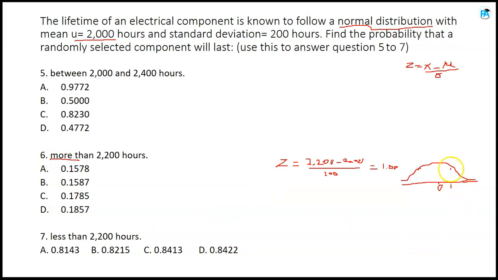more than one. The area more than one will be on which side? This side. This area is more than one. So let's shade the area more than one, meaning we should find this area. To find this shaded area, are you with me? You are going to check your Z table for one. Are you with me? 1.00.